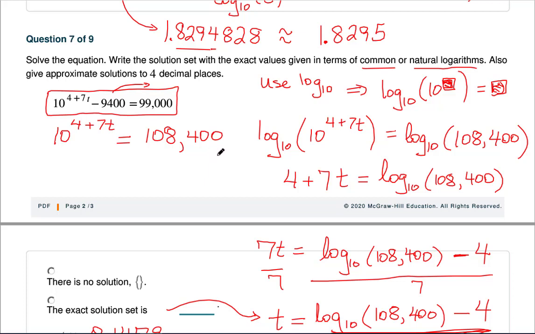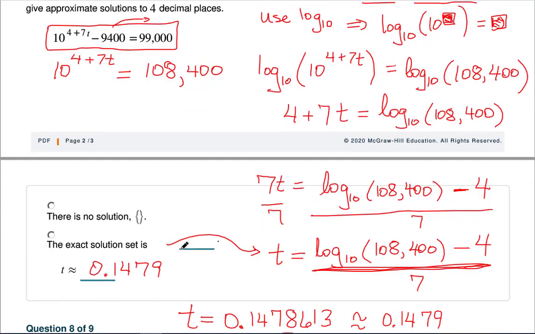108,400. Now we can use log 10 or natural logs, but in this case we get an added benefit if we use log 10. That's because log 10 of 10 to something, I get it back. It does not jump out in the front. So log 10 of both sides, log 10 of 10 to this, and I just simply get back the exponent. On the right, a big ugly number.